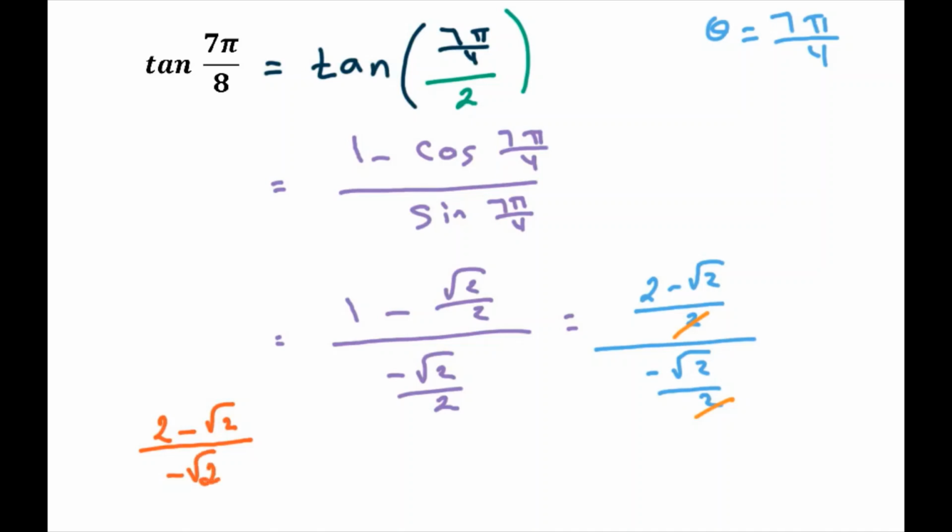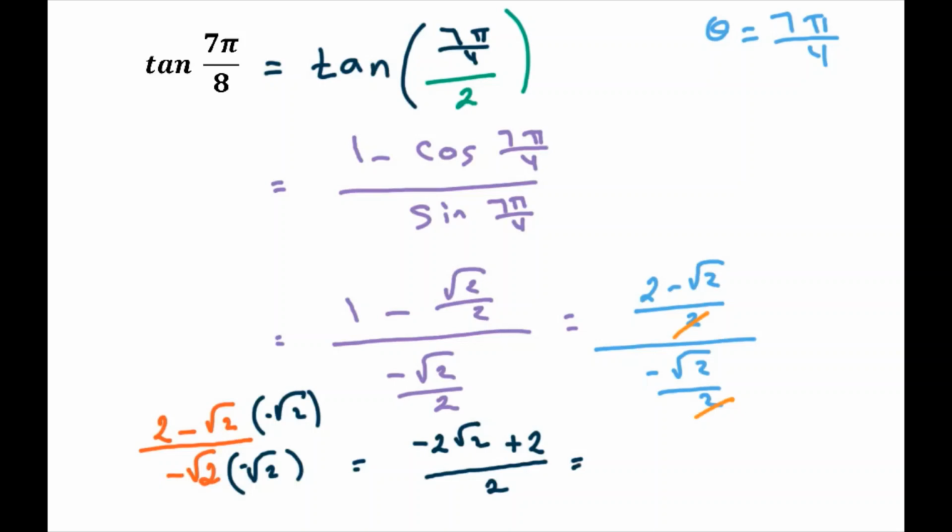Now if you multiply the numerator and denominator by negative square root of 2, it will be equal to negative 2 square root of 2 plus 2, over 2. Taking 2 as a common factor, it will be negative square root of 2 plus 1 over 2. These two will cross out each other, and the final answer will be negative square root of 2 plus 1.